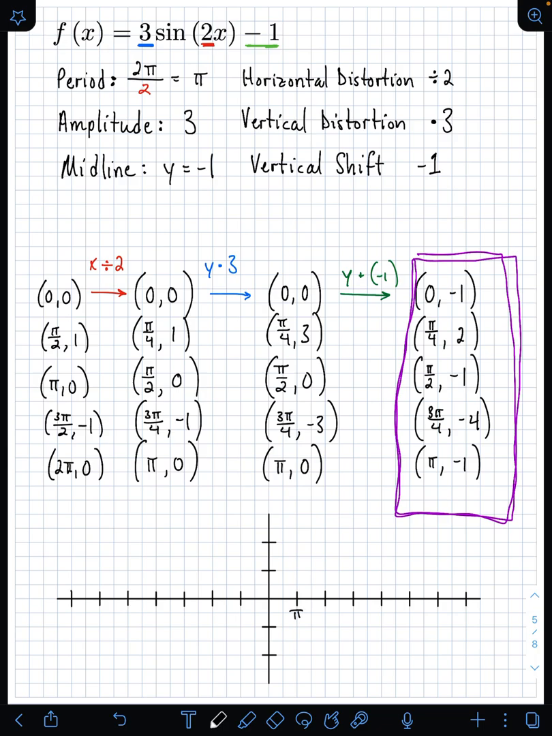So pi over 4, and then 2 pi over 4, or pi over 2, and then 3 pi over 4, and then 4 pi over 4, or just pi. Okay, well that gets a little ridiculous, so I'm going to make it a little bit nicer and just label every other tick mark. I'm also going to label them on the other side because, well, the wave does extend both directions.